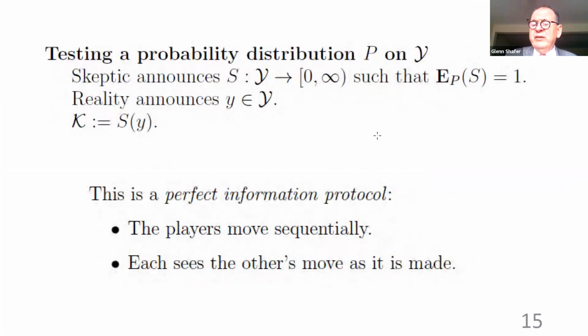And also I want to emphasize what is meant when I say that it is a perfect information protocol. I mean the players move sequentially. First, Skeptic moves by making his bet. Then Reality announces the outcome. And Reality sees what Skeptic did. Each one sees the other's moves as they are made.